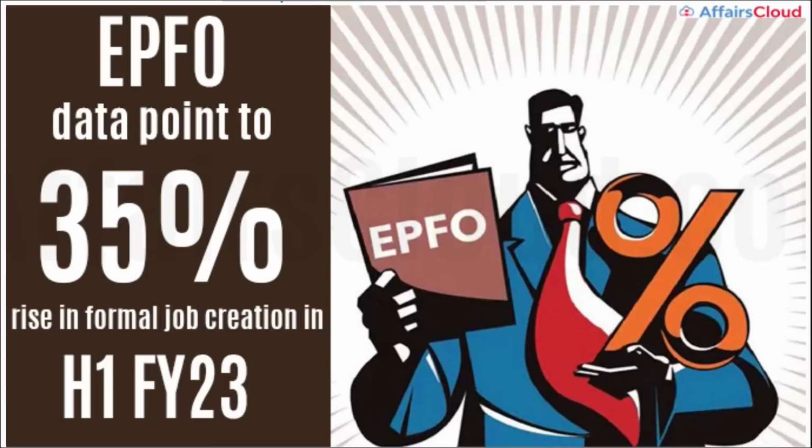Next, friends, remember EPFO data points to 35% rise in the formal job creation in the first half of the fiscal year 2023. Let's talk about it. According to an analysis of the data that was released by EPFO, that is your Employees Provident Fund Organization, around 87 lakh new formal jobs were generated in India during the first half of the current financial year, that is a 53% rise from the first half of the fiscal year 22. There were 24 lakh jobs and 64 lakh jobs in formal sectors generated in India in the first half of 21 and first half of 22 also.